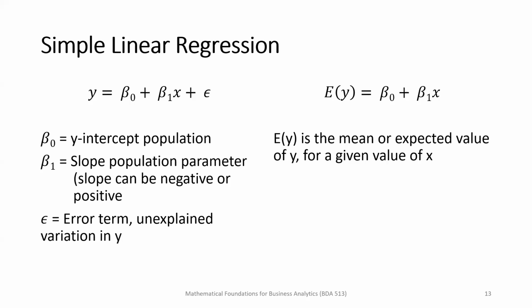The equation on the left is when you are talking about the whole population parameter. Here the expected value of y is equal to beta sub 0 plus beta sub 1 x. The expected value of y is the mean or expected value of y for a given value of x. All right. Yes, Delasi, is there a question?